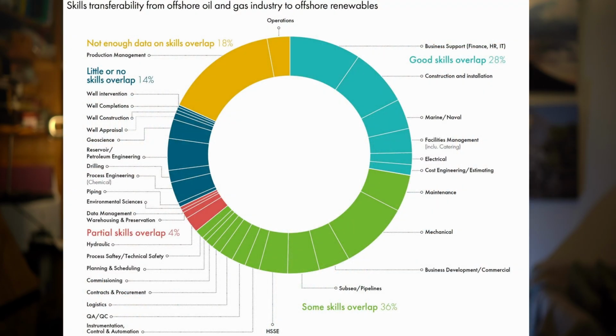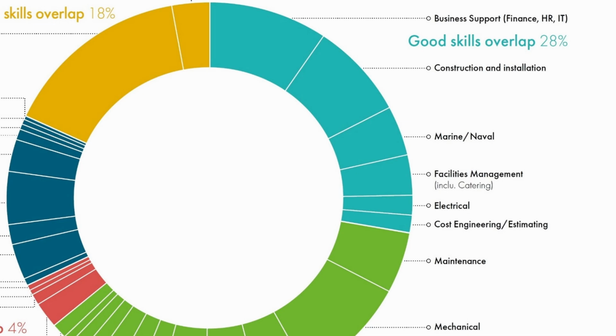We'll now see a quite interesting graph on the energy transition. There are a lot of jobs in the oil and gas offshore industry now, and this graph shows the transferability of those jobs into wind power jobs. On the upper right side we see a good skills overlap, about 28%, categorized as business support, construction installation, marine and naval skills, facility management, electrical and cost engineering and estimating skills.